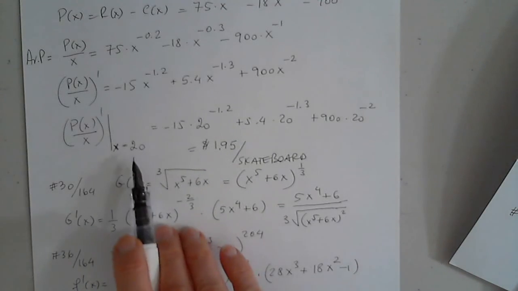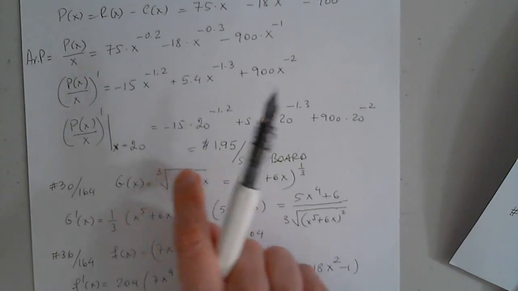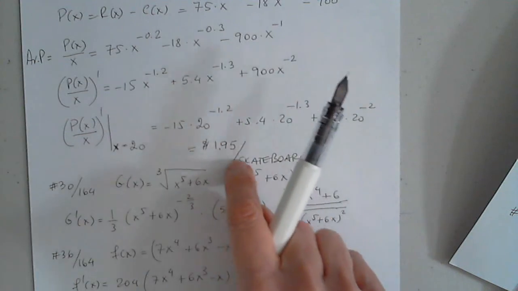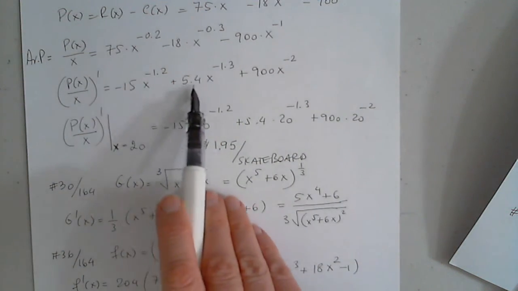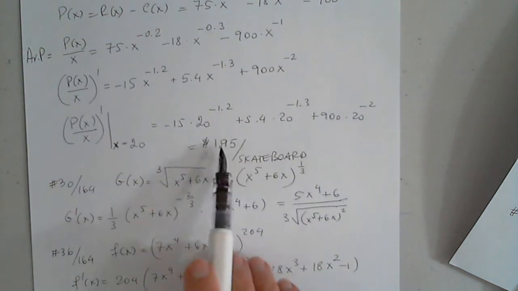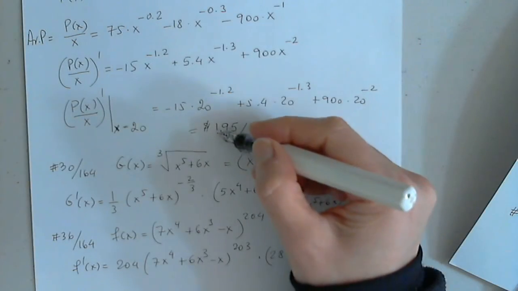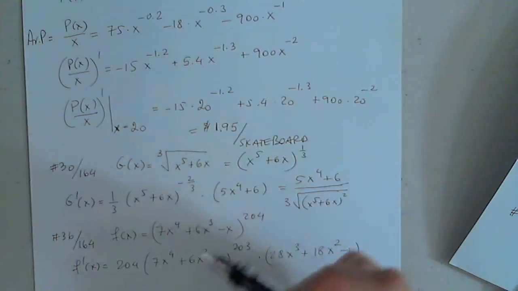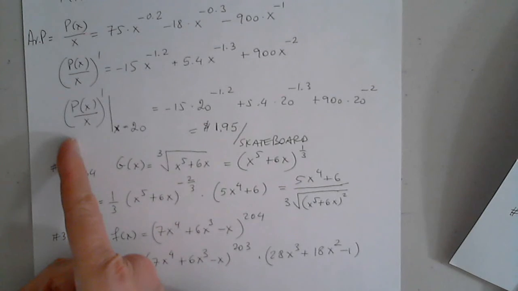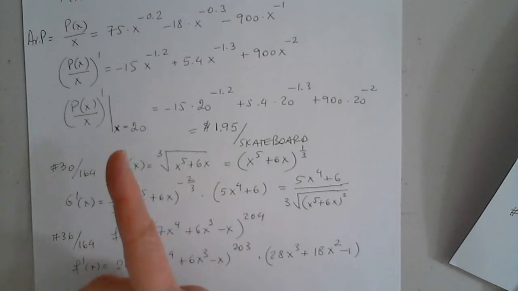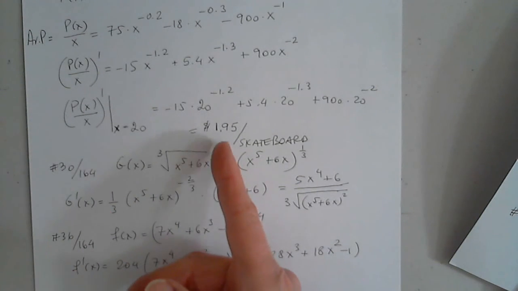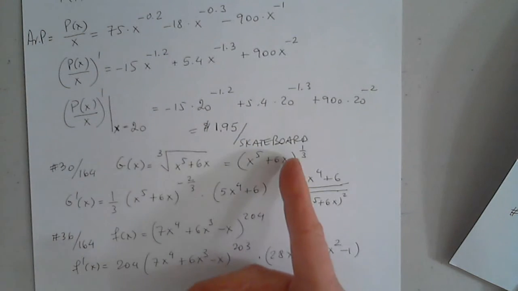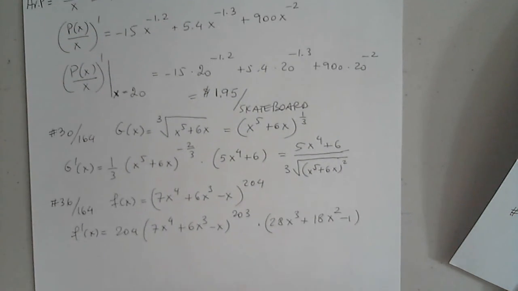Skateboards, of course, but not here. We don't have to write the measurement unit here, but we absolutely have to at the end. So I just plugged in this expression everywhere, 20, put in the calculator, and I got a positive 1.95. So the rate of change of the average profit when we manufacture 20, the average profit increases by $1.95 per skateboard.